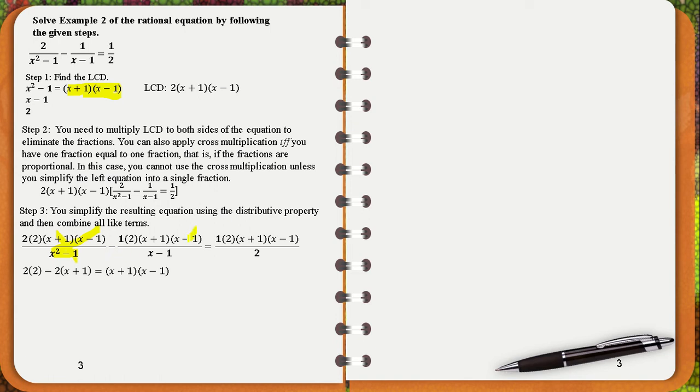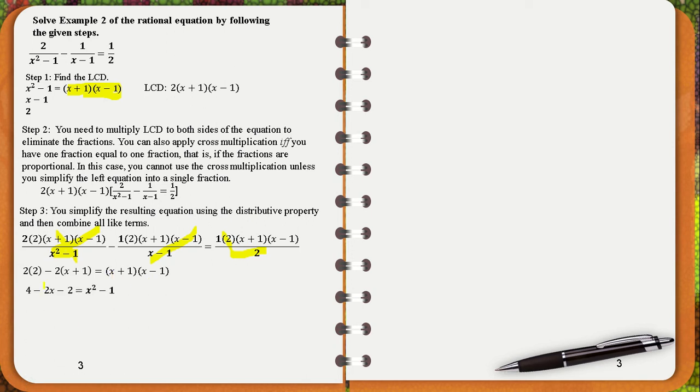So, ika-cancel ulit natin yung x minus 1. So, ang matitira lang ay 2. 1 times 2 is 2. 2 times x plus 1. So, yan po. 2 times x plus 1 is equal to, pwede naman natin i-cancel yung 2. So, ang matitira lang ay x plus 1 and x minus 1. Ito po yun.